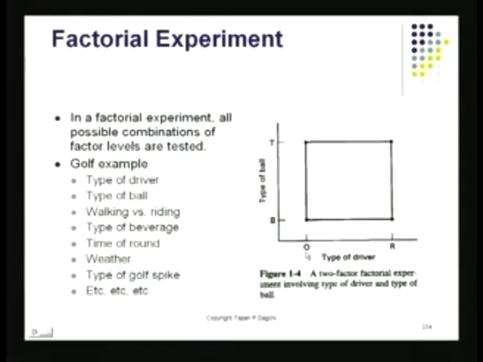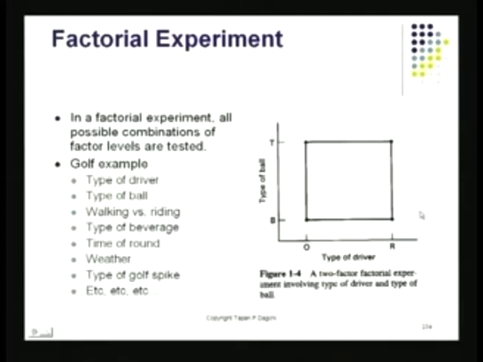The first one is type O driver and type B ball. This one is the R type driver and again B type ball. This is another possibility. Then of course O type driver and T type ball. And the last combination possible is T-type ball and R-type driver. So I've got OB, RB, OT, and RT. These are the four different ways I could play this game.